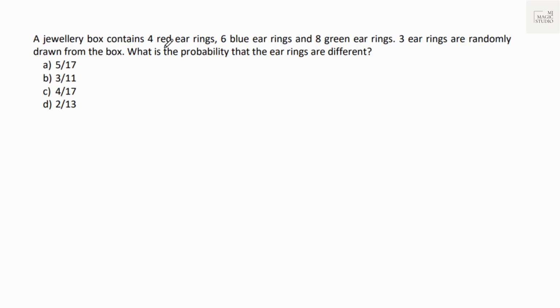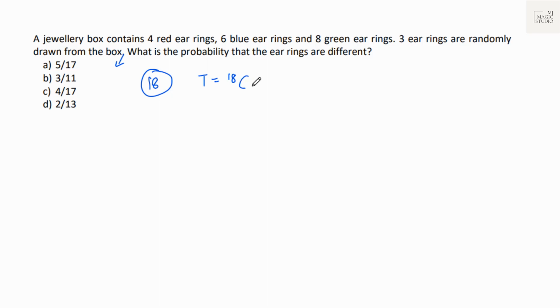Okay, what do we have? A jewelry box contains 4 red earrings, 6 blue earrings and 8 green earrings. 8 and 10, 18 total. 3 earrings are randomly drawn from the box, and it's not given how we are drawing it, one after another or all at a time, with replacement or without replacement. In that case, we always consider that we are drawing all at a time without replacement, or one after another without replacement. In that case, the total number of cases would be considered with the help of the combination technique.